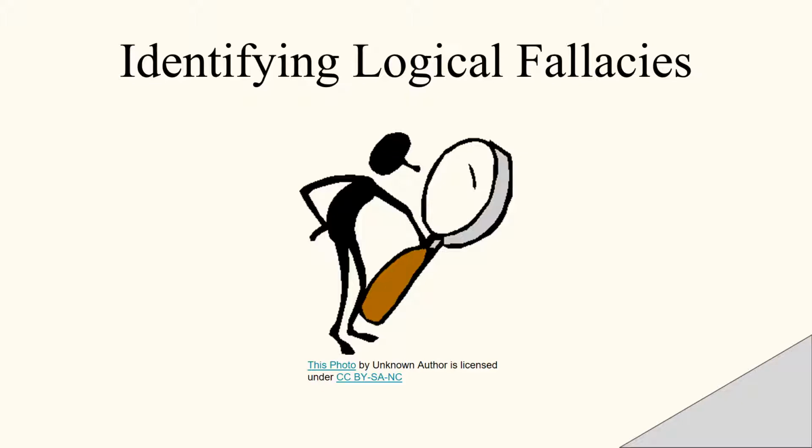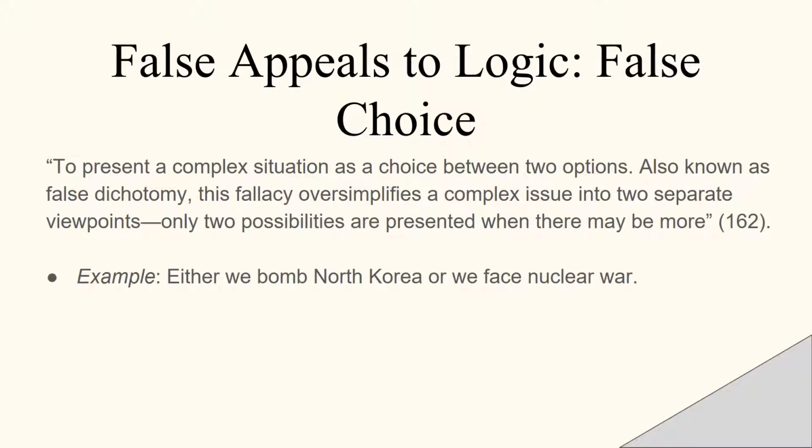Now that we've defined what a logical fallacy is, let's work on identifying them. Our textbook gives an overview of 16 logical fallacies, so make sure that you've read about all of them. In this lesson, we'll focus on 10 of the most frequently used logical fallacies. Let's start with false appeals to logic.